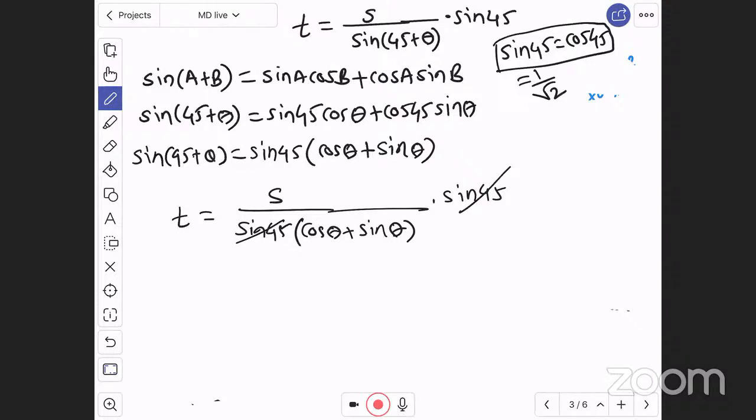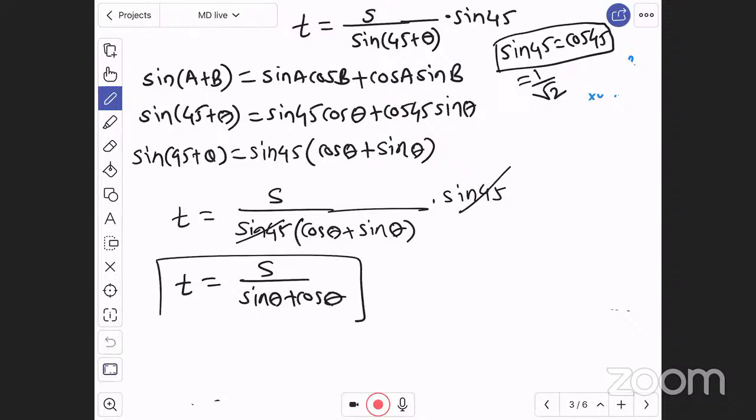Simply, I am putting the values here, friends. Therefore, thickness will become S divided by sin theta plus cos theta. This will be the thickness, right? Now here this is the thickness, S divided by sin theta plus cos theta, right? Now I am jumping to a very important result.